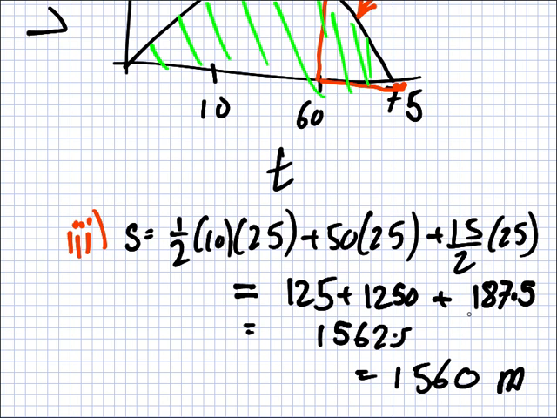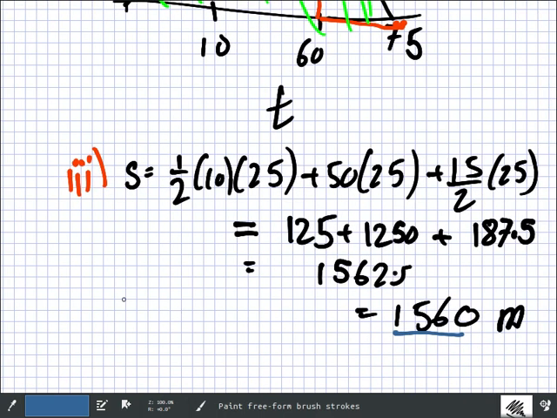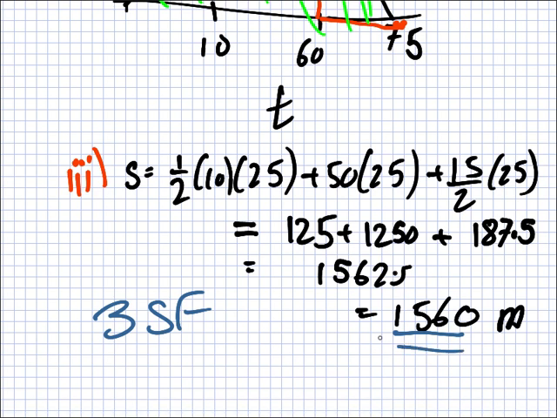We should write down like 1,000. No, this is it. This is what it needs to be. But total distance, they want these answers to 3 significant figures. So that will be 1 mark. You lose 1 mark.